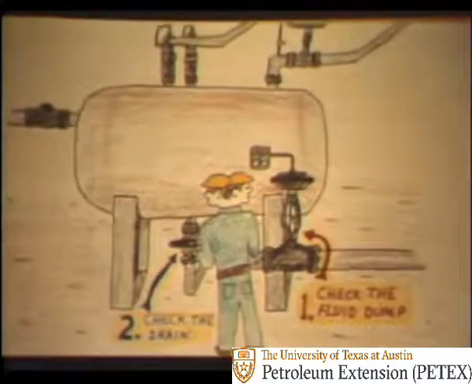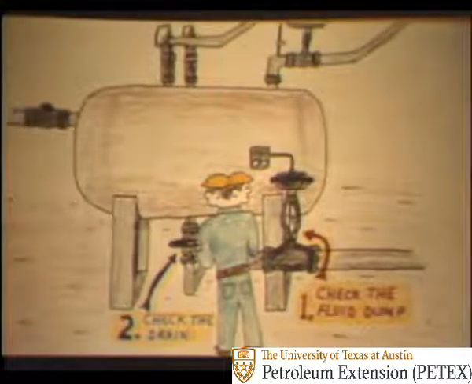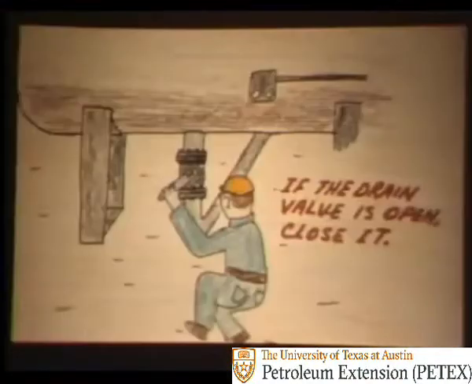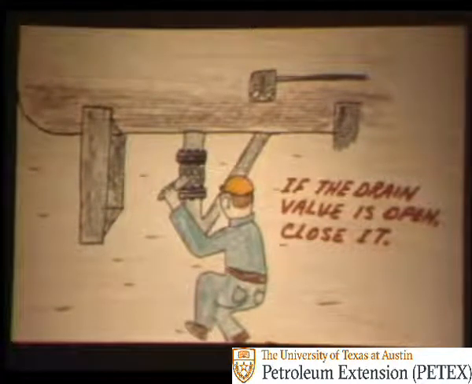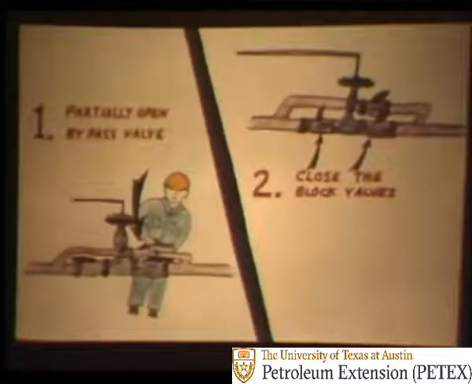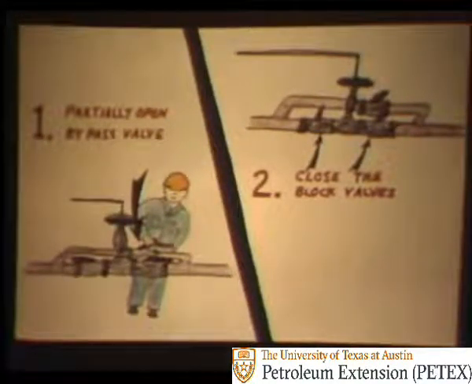First, check the fluid control dump valve and the vessel drain valve to see if they're open. If the drain valve is open, close it. If the fluid control dump valve is open, first, partially open the bypass valve, and then second, close the block valves on both sides of the control dump valve. Set the correct level in the separator by adjusting the bypass valve.